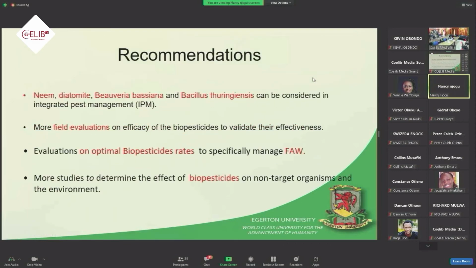So for recommendation, I would recommend that Neem, diatomite, Beauveria bassiana, Bacillus can be considered in IPM. But more field evaluations on efficacy of the biopesticides should be carried out to validate their effectiveness in the field. And also evaluation of optimal biopesticide rates should be done because I was using the commercial rates for another insect. And more study to determine the effect of biopesticides on non-target organisms and the environment.